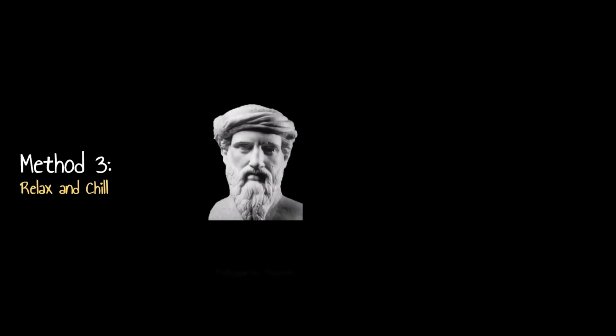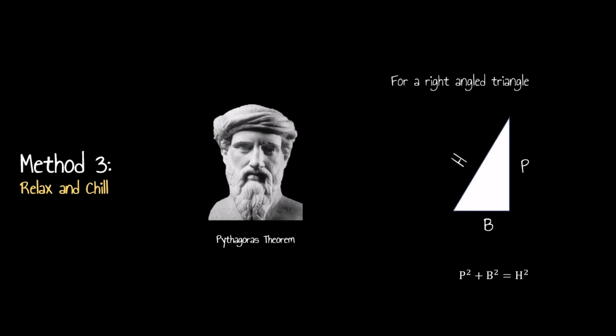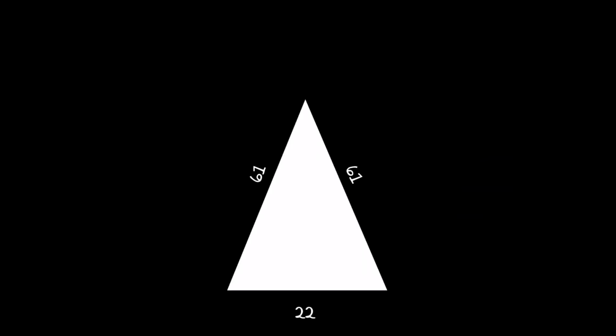This question doesn't require any kind of advanced mathematics, but there's a fundamental theorem given by a Greek guy called Pythagoras, and the theorem is called Pythagoras theorem. According to Pythagoras theorem, for a right angle triangle, the square of perpendicular plus the square of base is equal to the square of hypotenuse. Let us consider the triangle with sides 61, 61 and 22.